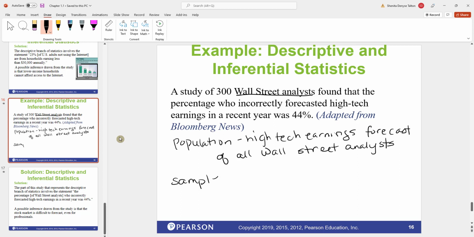But this time we took a sample. So the sample we're going to look at is the forecast of the 300 Wall Street analysts in the study.